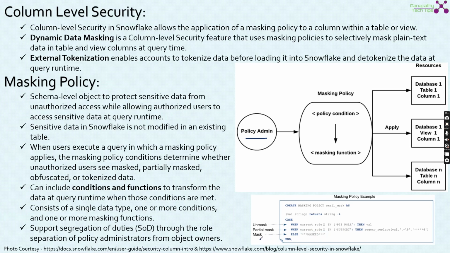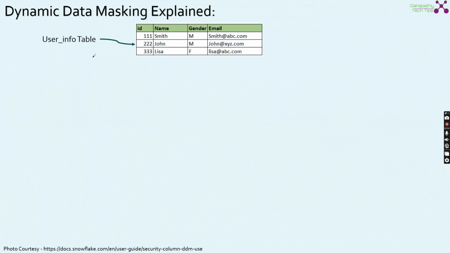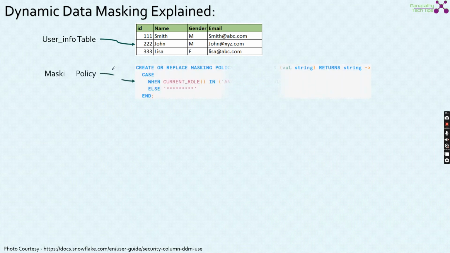Now we are going to see a detailed example of dynamic data masking, how we can implement dynamic data masking using the masking policy. First, let us create a simple user info table, which contains all these entities. Now you can see ID, name, gender, and email. So this is how it is stored. This is the original valid data which is stored within Snowflake.